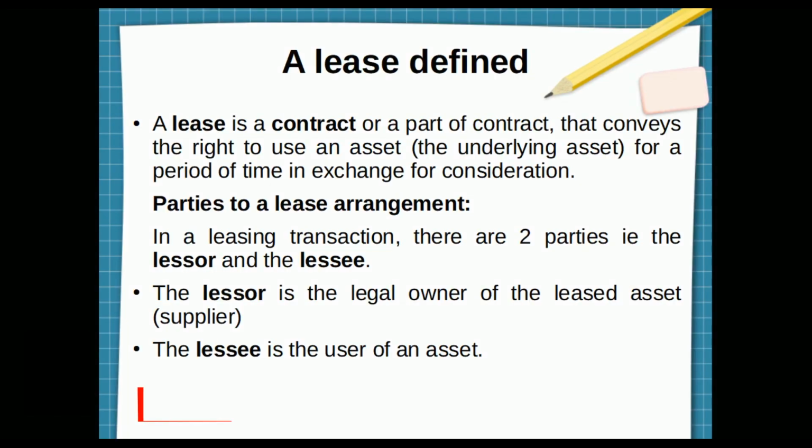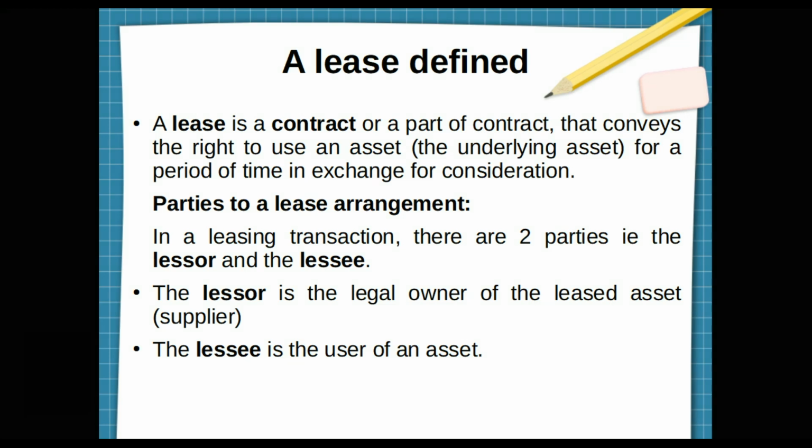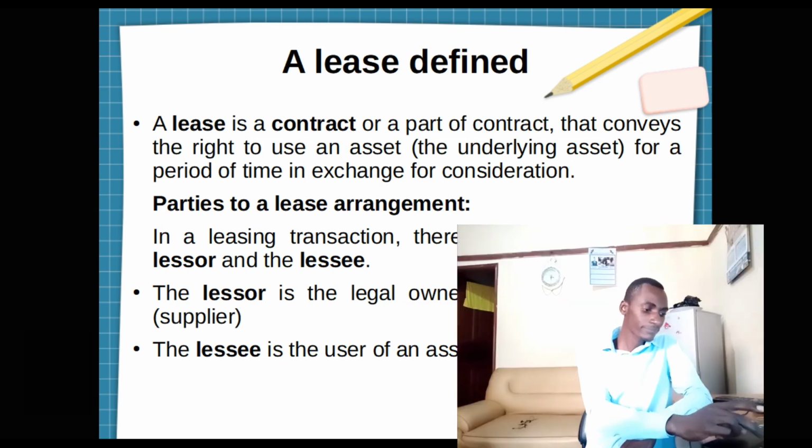Now, what are the parties to the leasing arrangement? In the leasing arrangement, we have two parties. That is the lessor and the lessee. We look at the lessee as the user of an asset. Then we look at the lessor as the legal owner of the asset or the supplier. Those are the two parties in a leasing arrangement.